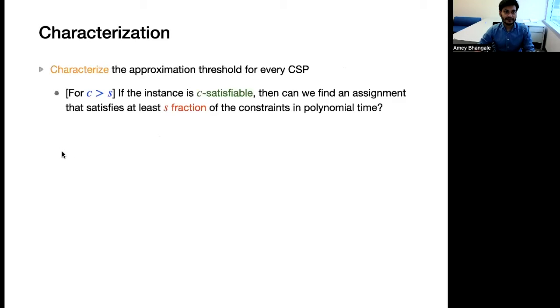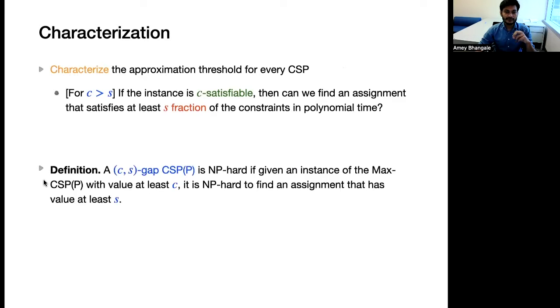Now, in this paper, we're interested in characterizing the approximation threshold for every CSP. In other words, for given values of C and S, if the instance is C-satisfiable, then is there a polynomial time algorithm that finds an assignment with value at least S? So think of S as smaller than C. We call this problem the (C,S)-gap CSP problem. And we say that the gap problem is NP-hard if the above is not possible, assuming P is not equal to NP. Here C is called the completeness parameter and S is called the soundness parameter.